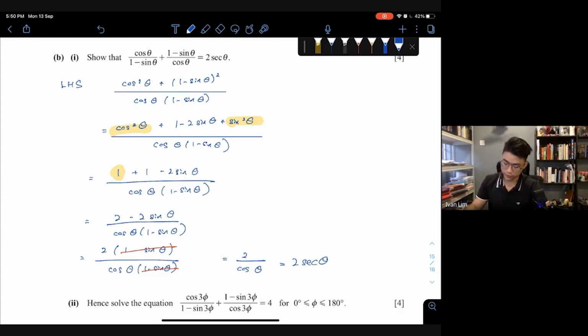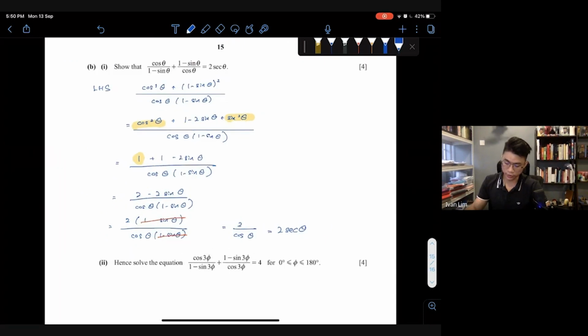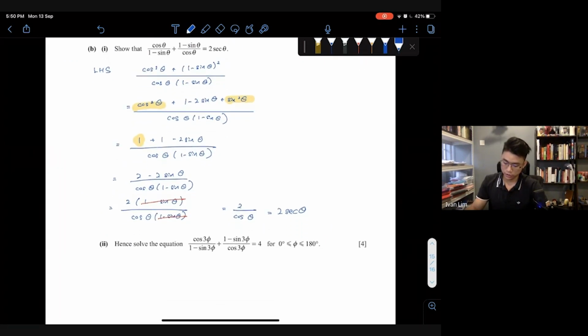The next one. This is an important question that I want you all to take note. Hence, solve this equation. So you want to compare it with the top one. So what is replaced?